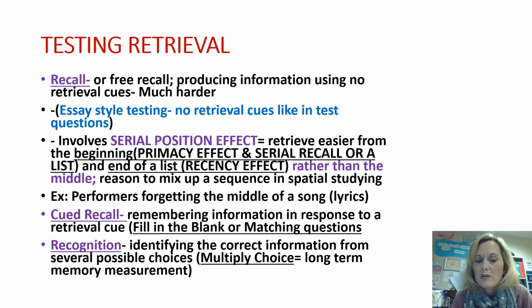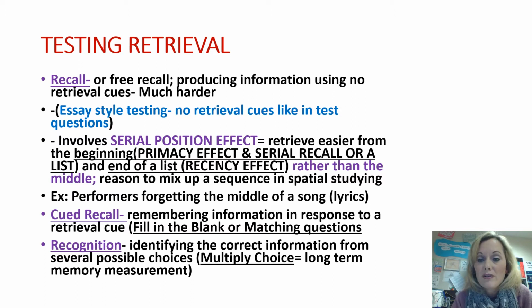Cued recall is remembering information in response to a retrieval cue. So fill in the blank or matching questions. And recognition would also be something with testing retrieval, where you would identify the correct information from possible sources. So some of you really do well on multiple choice tests because all you need to do is be able to see basically the right answer, and then you'll be able to remember that that's the answer because it has a retrieval cue of recognition, okay?